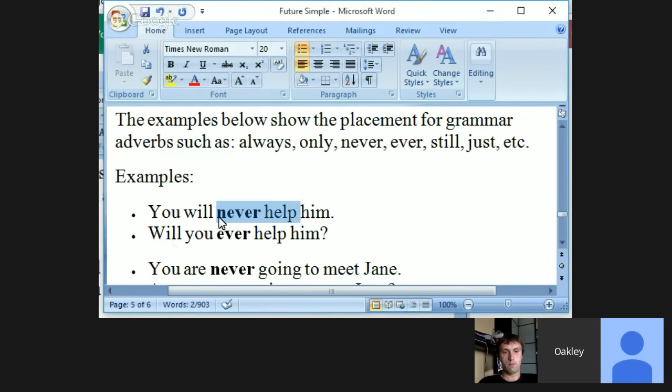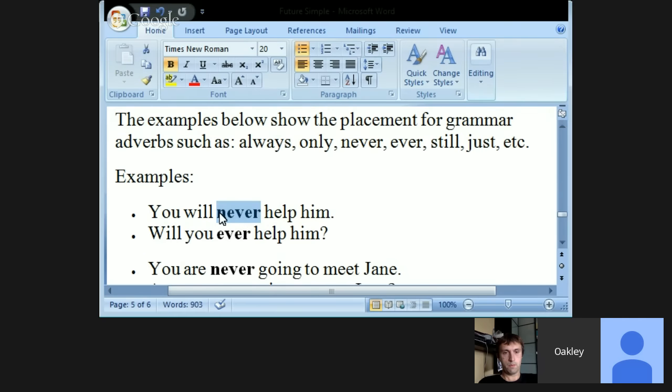Now, sometimes you can move this around in a sentence. Put it in the beginning of a sentence, put it at the end of a sentence. This particular adverb doesn't even make sense anywhere else. "Never, you will help him." No, that's terrible. "You will help him never." Makes no sense at all. So this particular adverb only makes sense right here, where it is.